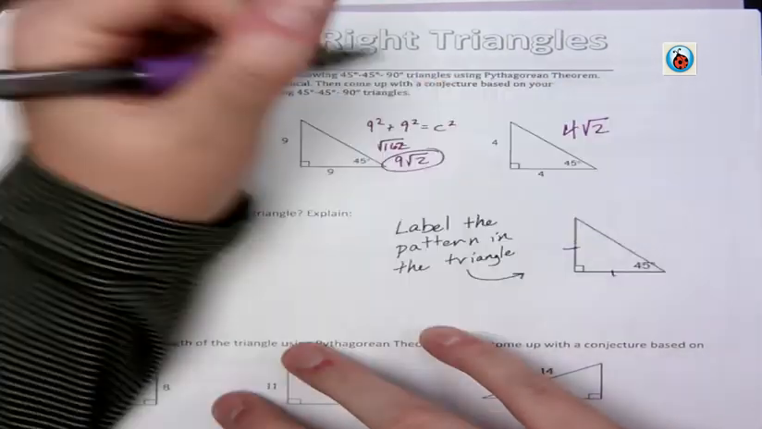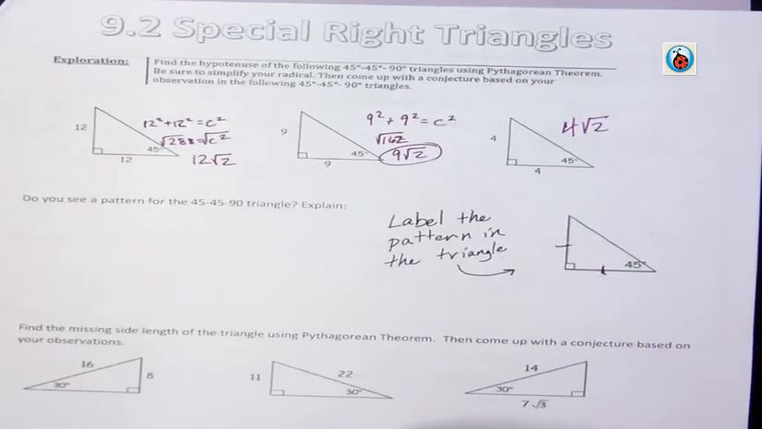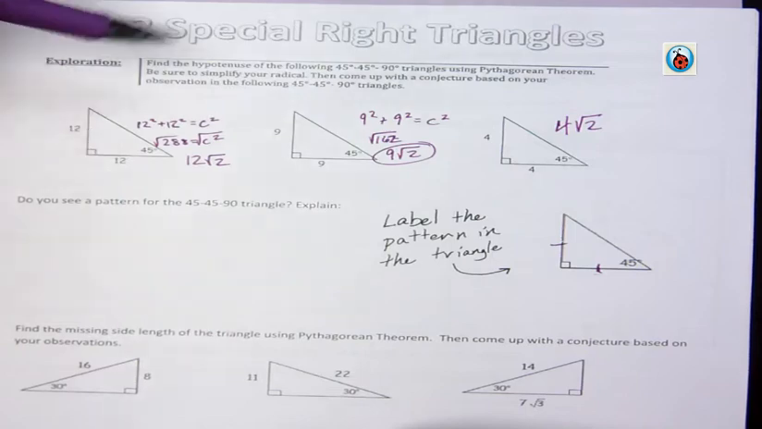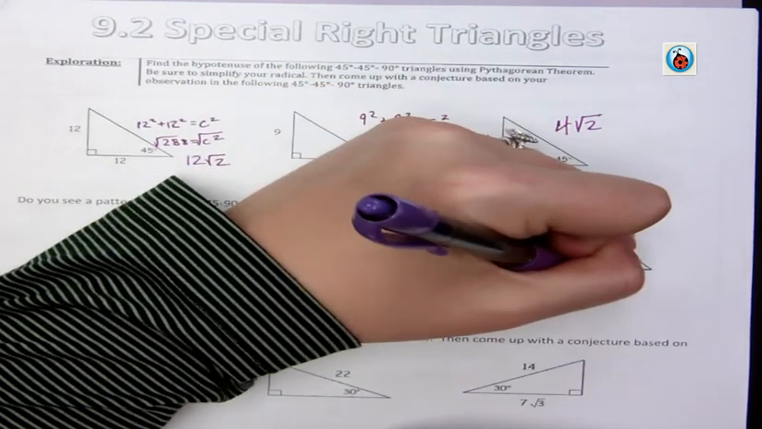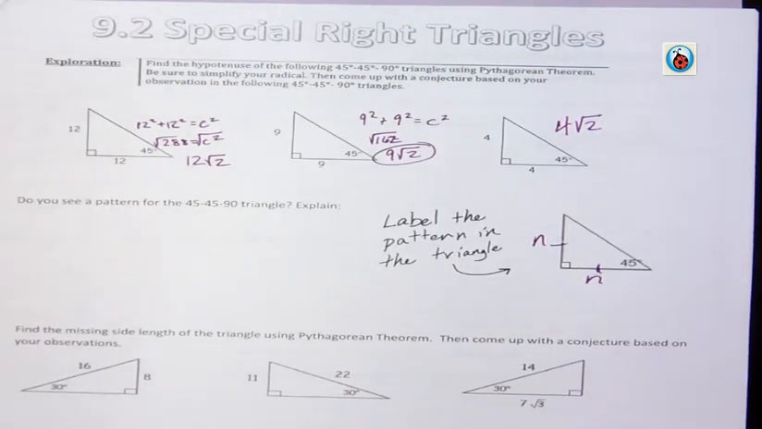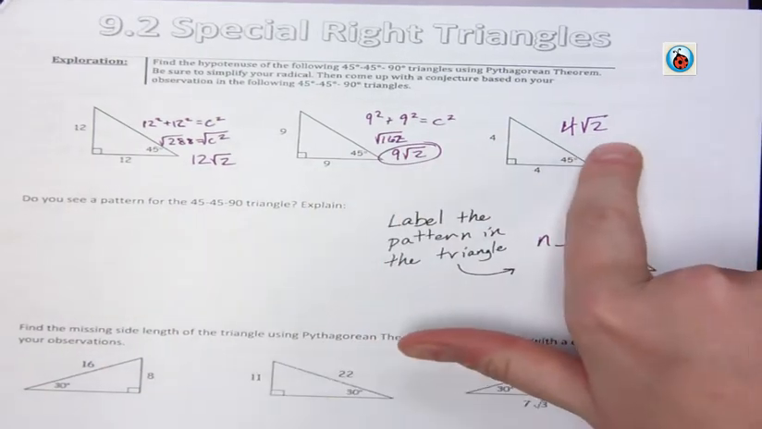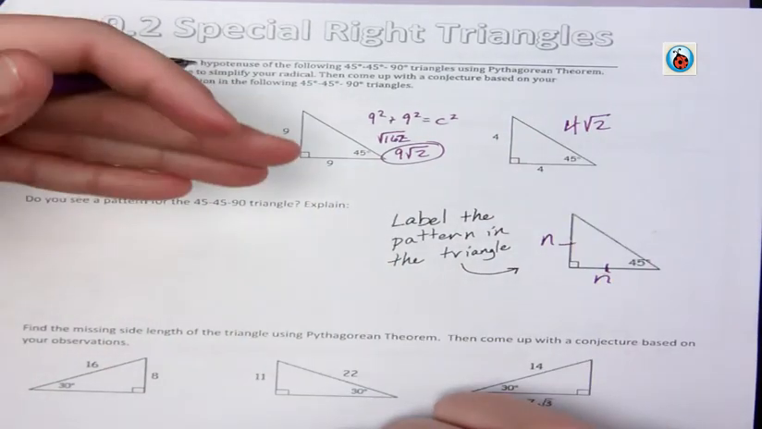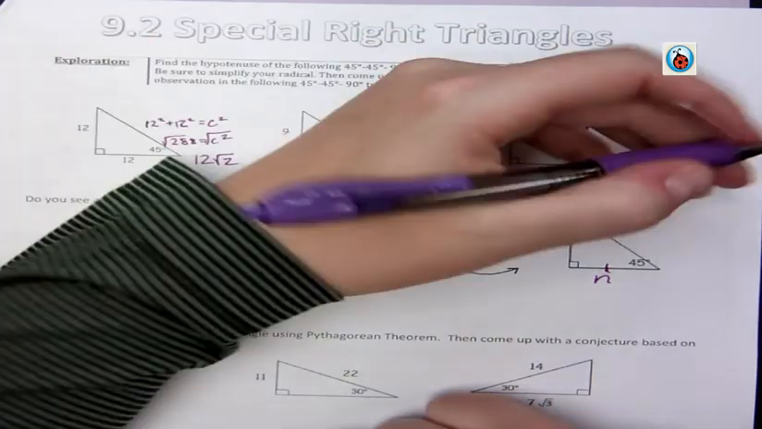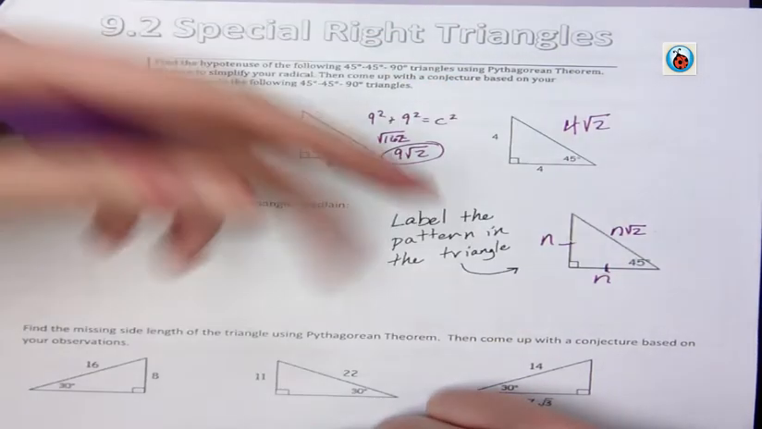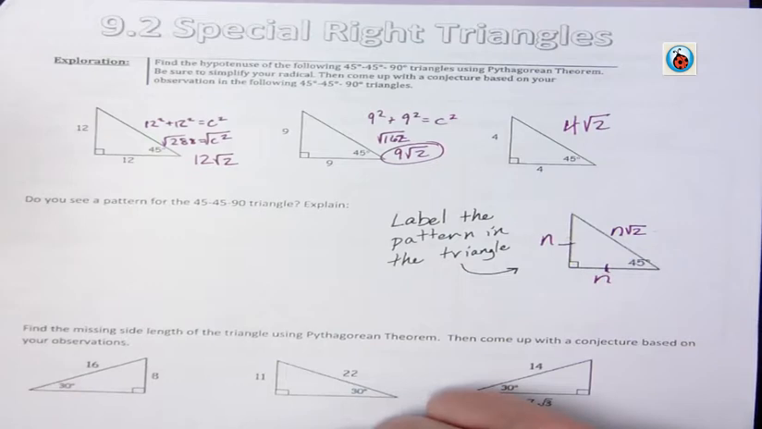So for a 45, 45, 90 triangle, you know that these two sides are going to be the same. So we're just going to give them a variable of n. If they're both n, and if you look at this pattern here, what happens when you go to the hypotenuse, it just is that number, n, multiplied by the square root of 2. So that is your pattern, and that's going to be important, and you'll need that later.